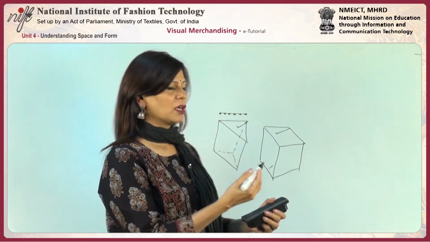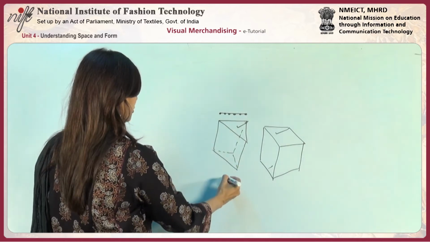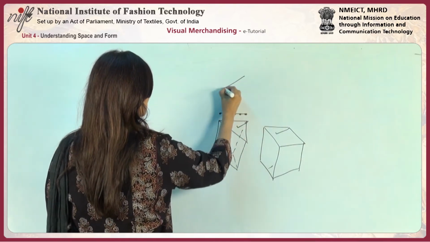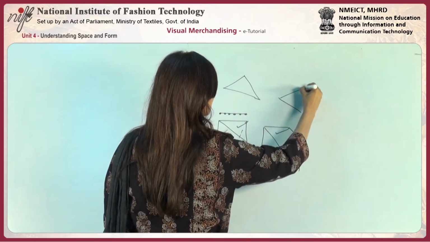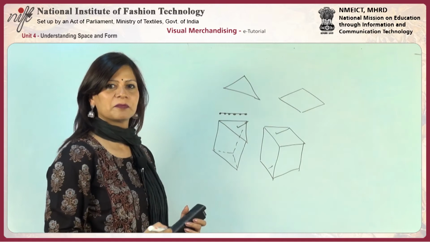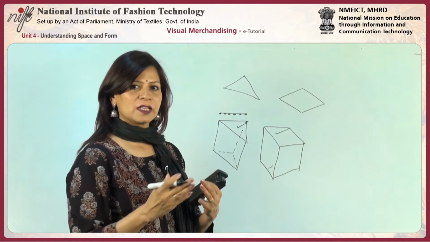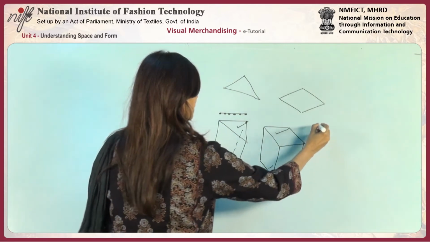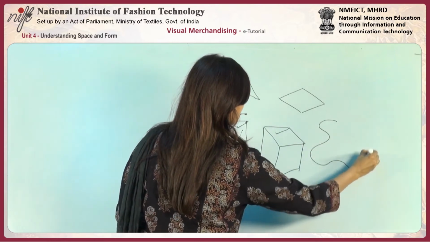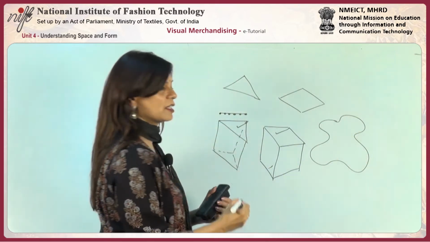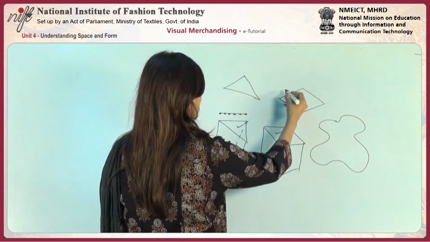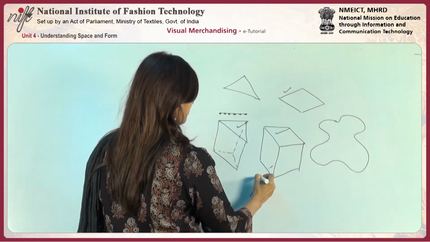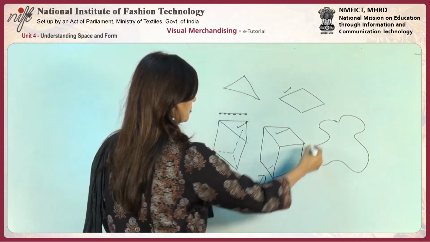The shape could be geometric. What we have over here is a geometric shape, and the other is an organic shape. As we had discussed yesterday, a free flowing shape is an organic shape. A geometric shape like this would become a 3D shape in this form.